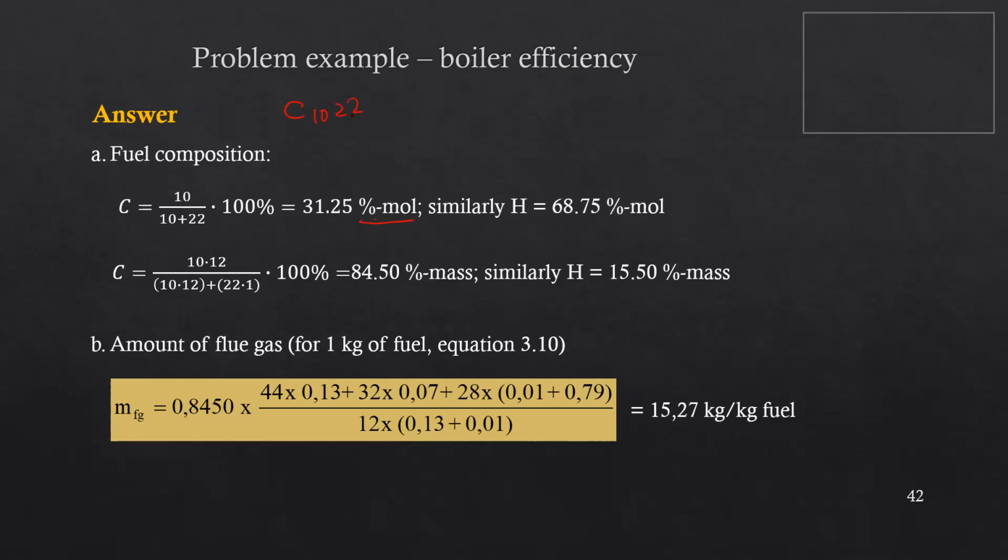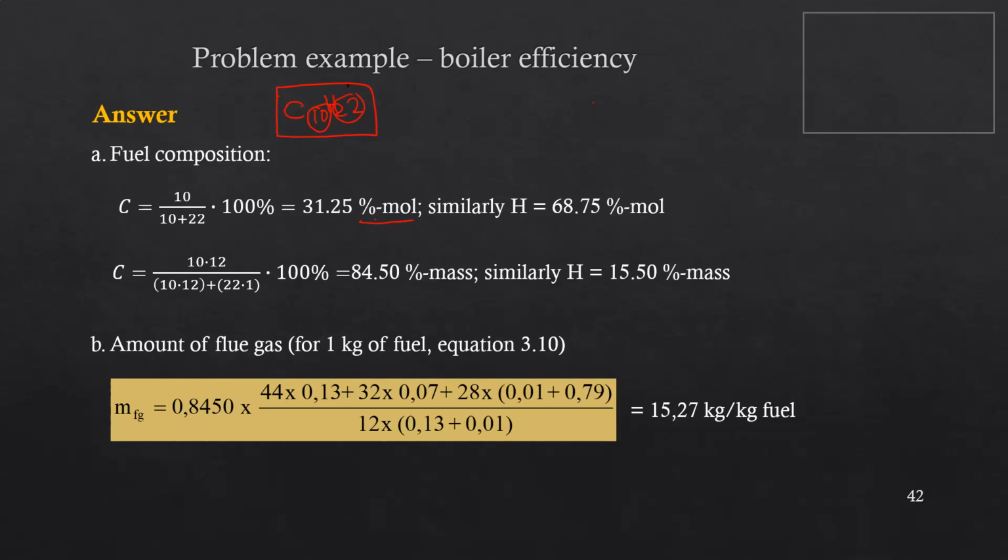Sorry, C10H22. So if we want to find the fuel compositions of C and H based on this fuel, C10H22, we can just look at the amount of the carbon and also the amount of the hydrogens. To calculate the mole basis of the carbon, we can divide the amount of the carbon and also the hydrogens.